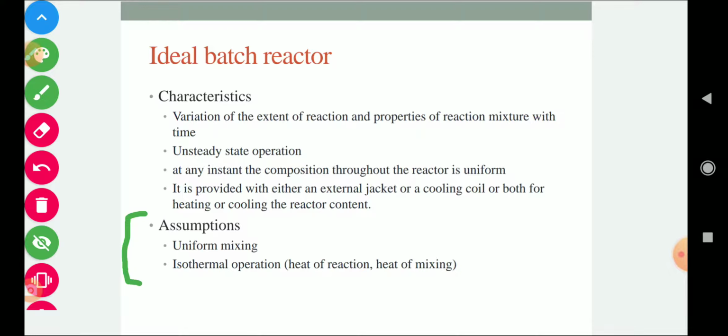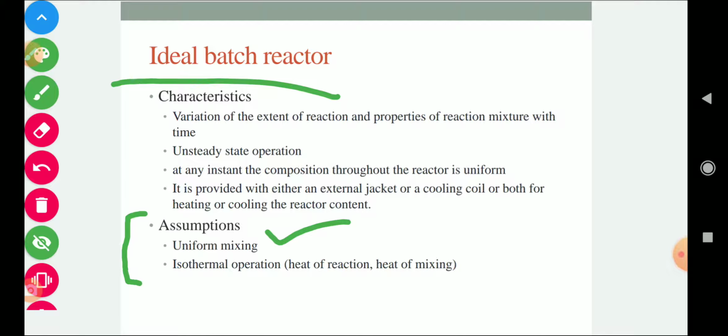In our problem we have made several assumptions before deriving the equations for batch reactor. The first one is uniform mixing. We have stirrer in the reactor, but due to improper mixing there are possibility that some dead zone present in the reactor which cause non-uniformity of concentration in the reactor, but we are assuming ideal batch reactor.